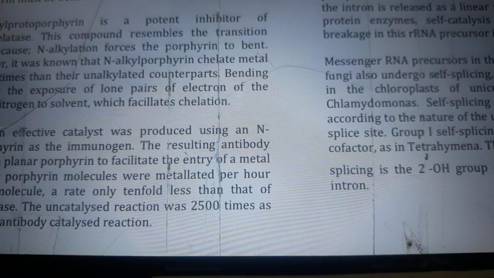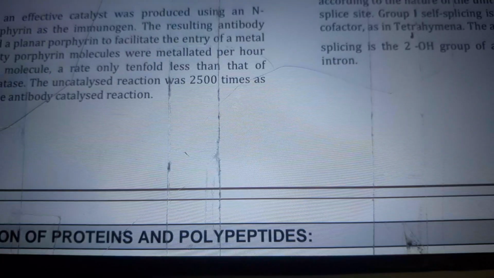N-methylprotoporphyrin is a potent inhibitor of ferrochelatase. This compound resembles a transition state because N-alkylation forces the porphyrin to bend. Moreover, it was known that N-alkyl porphyrins chelate metal ions 10^4 times faster than their unalkylated counterparts. Bending increases the exposure of the lone pairs of electrons of the pyrrole nitrogen to solvent, which facilitates chelation.